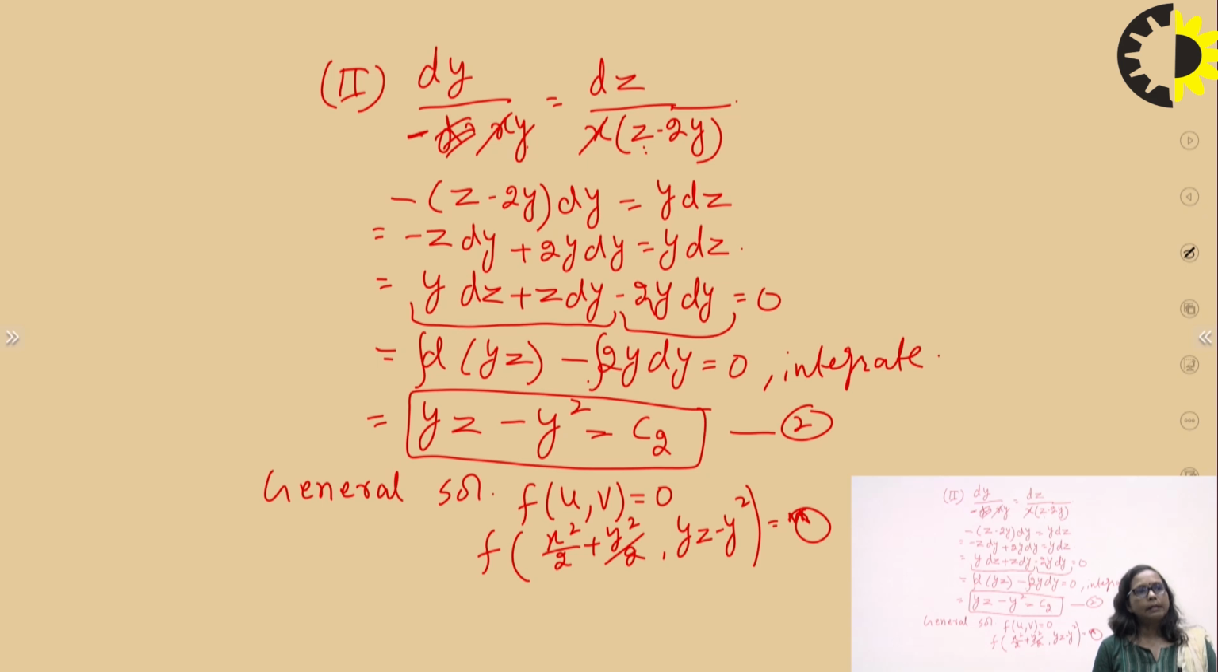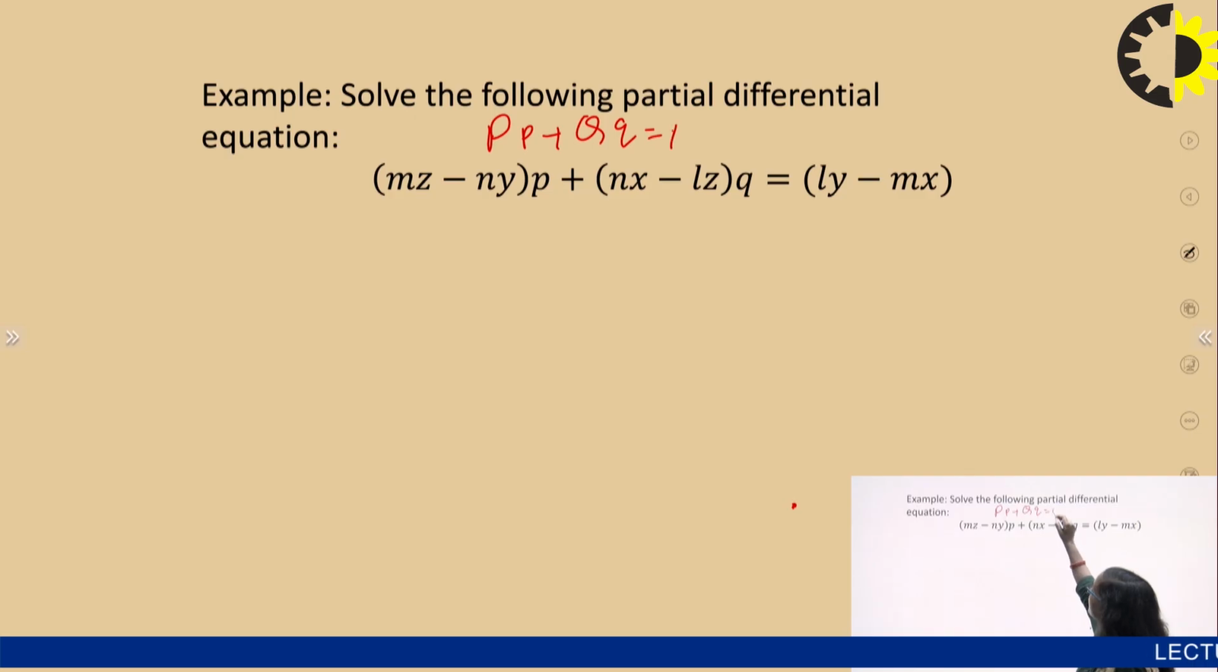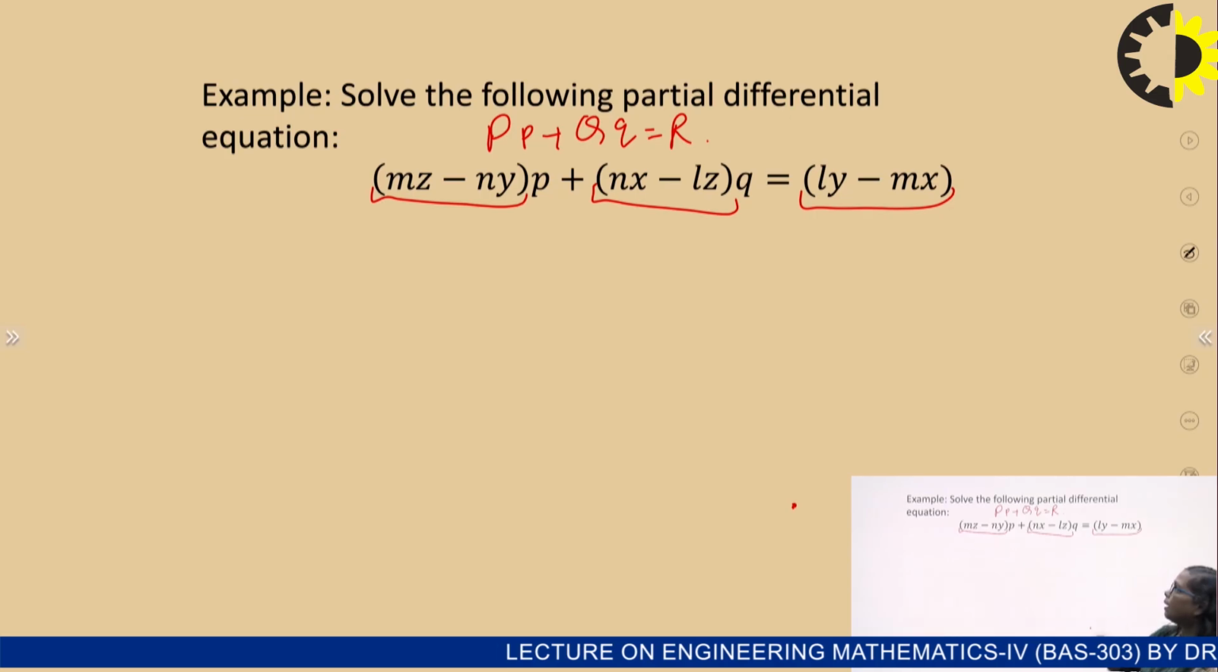Now I am coming to the next question. What is the next one? Solve the partial differential equation mz minus ny p plus nx minus lz q equal to ly minus mx. And again you can check whether this is a Lagrange linear equation or not. If I compare this with the form Pp plus Qq equal to R, yes, this is a Lagrange linear equation. Clear? This is here capital P, the function of x and y. This is here capital Q, and this is capital R.